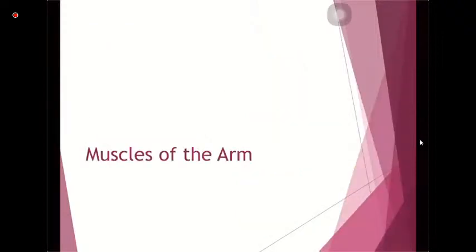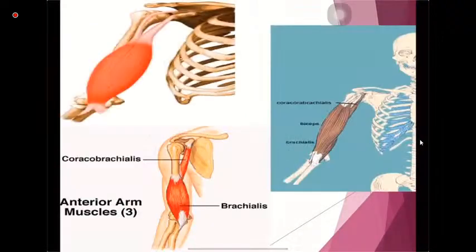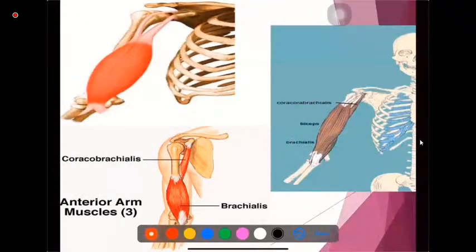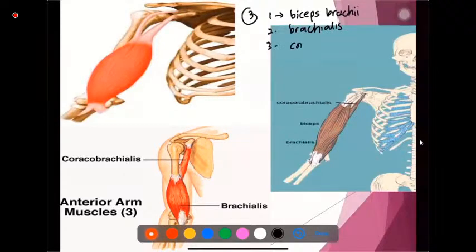Now first we talk about the anterior compartment. This here is the anterior compartment muscles. For the anterior compartment muscles, you have to remember three names. Number one is biceps brachii. Number two is brachialis. And number three is coracobrachialis.